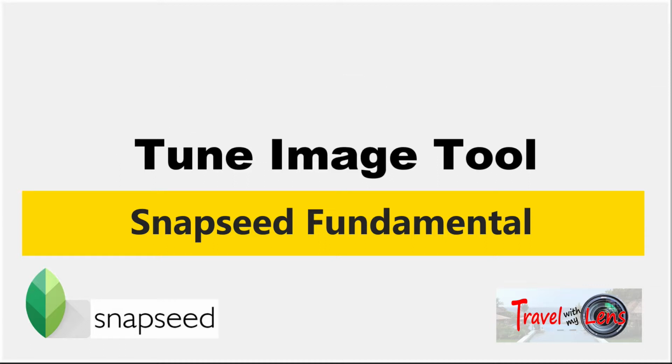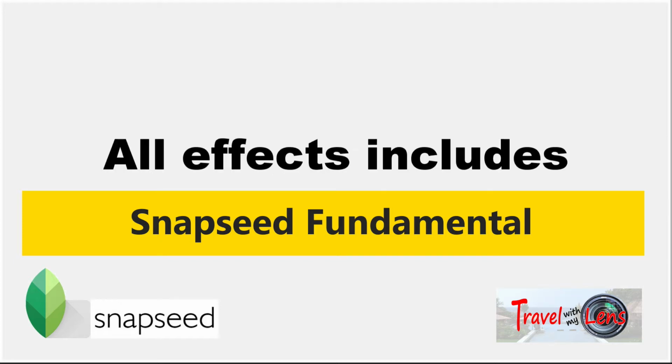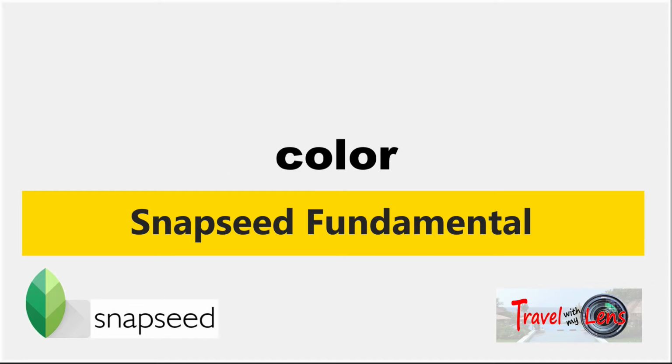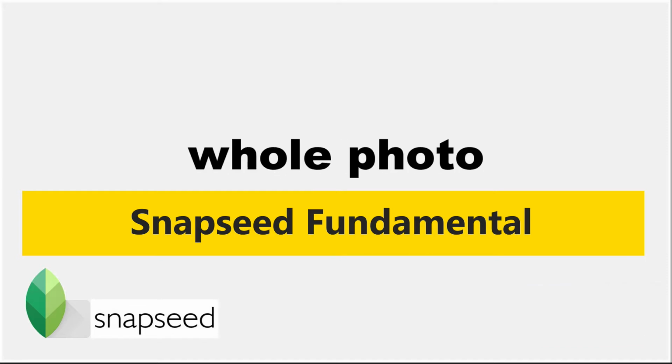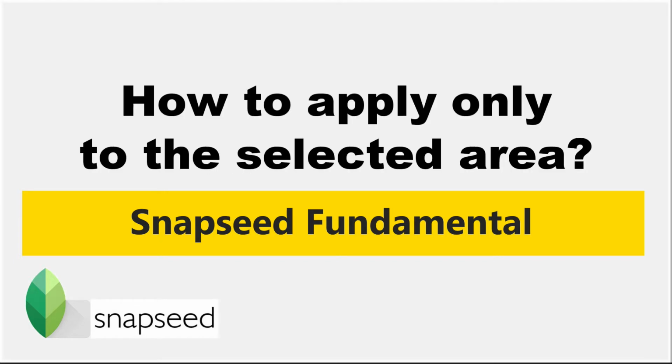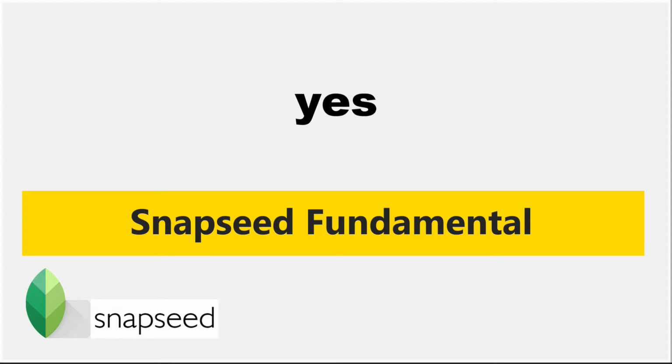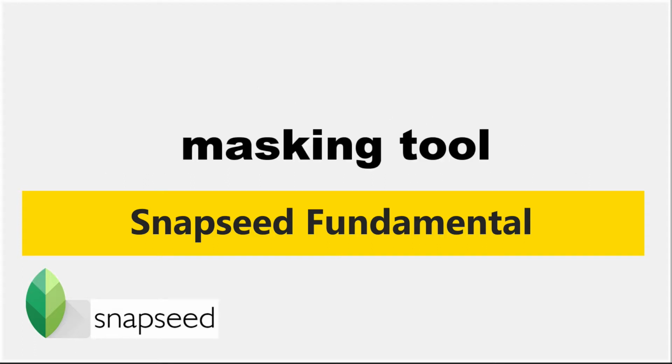In the last video, we showed you how to use the Tune Image tool in Snapseed to drastically improve the quality of the photo. However, any changes made with that tool to the color, saturation, brightness, etc. will apply to the whole photo. So, is there a way to apply the changes to only one part of the photo? That's where the masking tool comes into place. Let's get into the details.